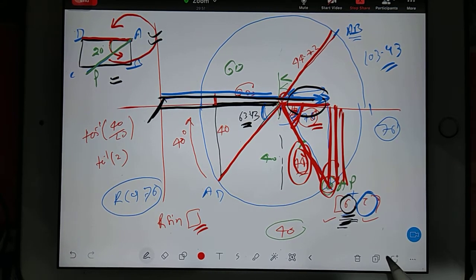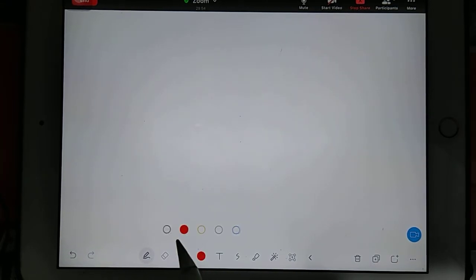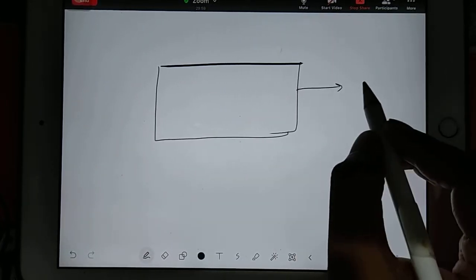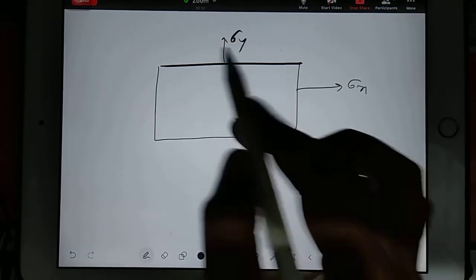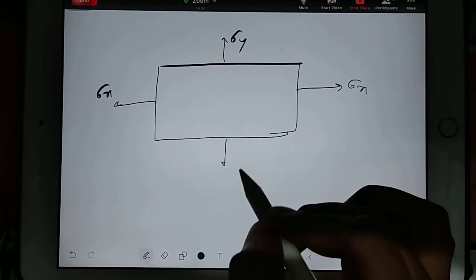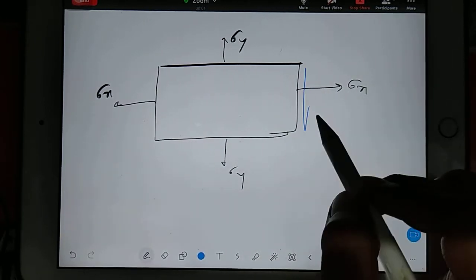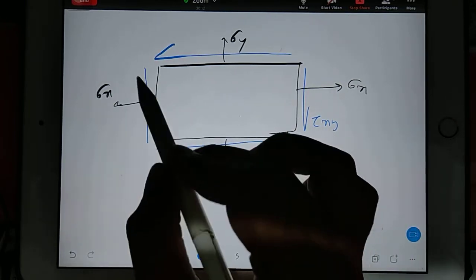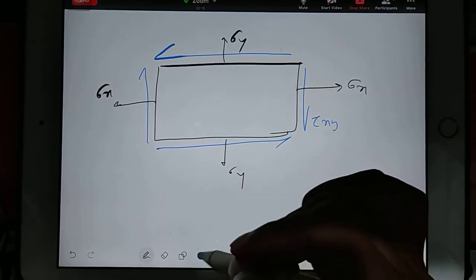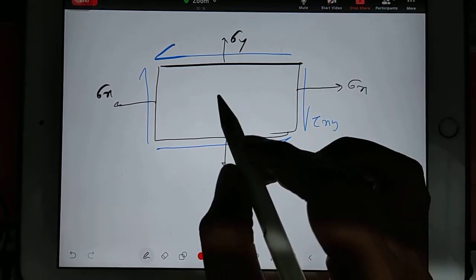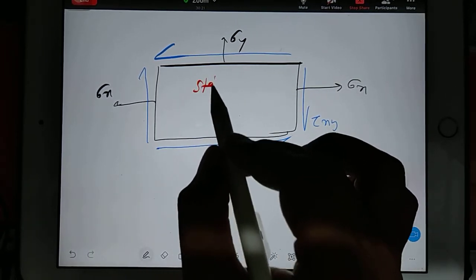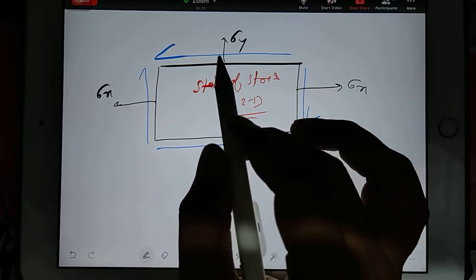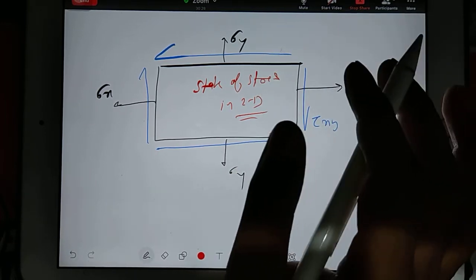Now some symbols I will give. Symbols means whenever your body is loaded with sigma x, sigma y, sigma x, sigma y, and after that suppose tau xy, and everywhere it will be tau xy, all the four. So actually this is known as state of stress in 2D. So currently the loadings together we are saying state of stress in 2D.